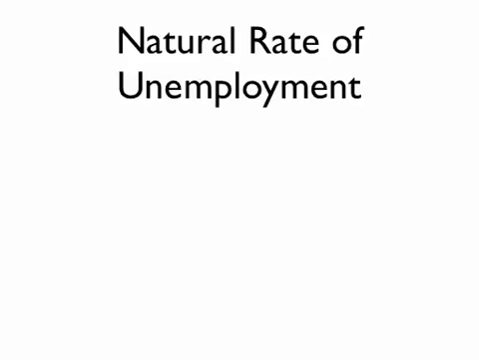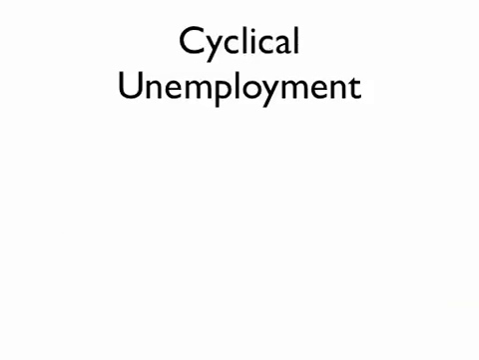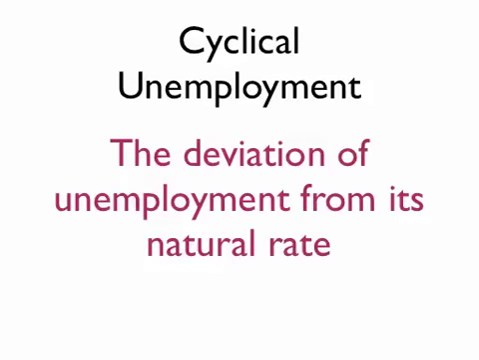Okay, the natural rate of unemployment is simply the normal rate of unemployment around which the unemployment rate fluctuates, or goes up and down around. A cyclical unemployment situation occurs when you have a significant deviation of unemployment from its natural rate.